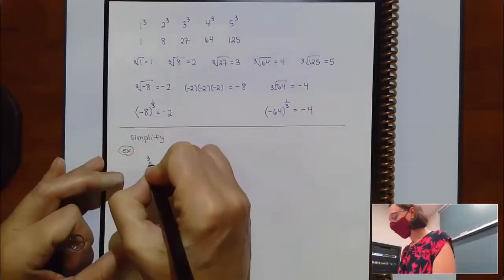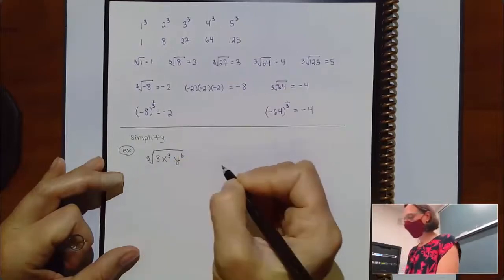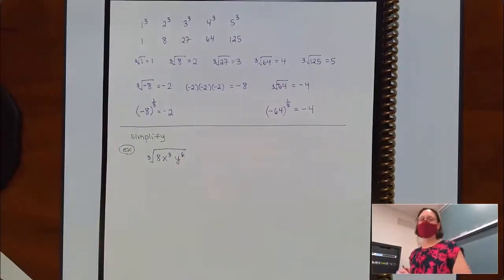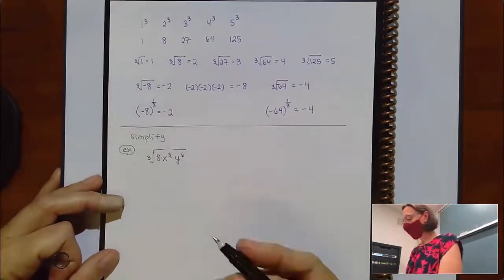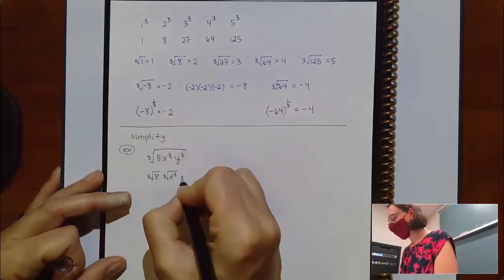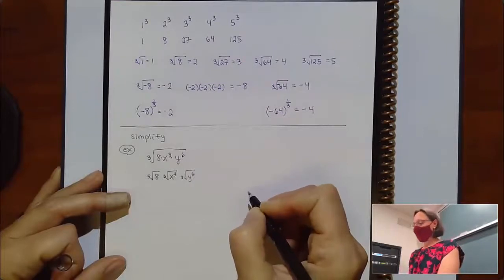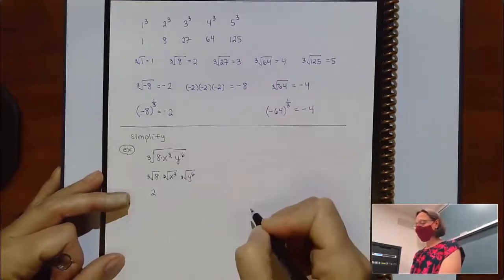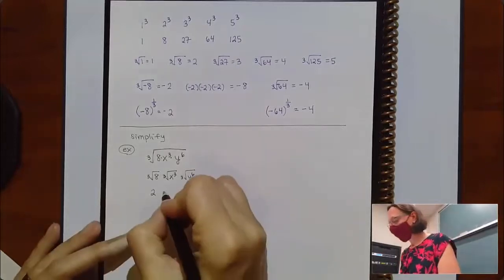So if I had the cube root of 8x cubed y to the 6th, and I was going to simplify that. Again, I've got different options, but everything inside is multiplication. And because everything inside is multiplication, we could choose to write this as a cube root of 8 times a cube root of x cubed times a cube root of y to the 6th. Well, the cube root of 8 is 2. And the cube root of x cubed, the cube root and the x cubed part, those are inverses. And I'm just going to get the x back.